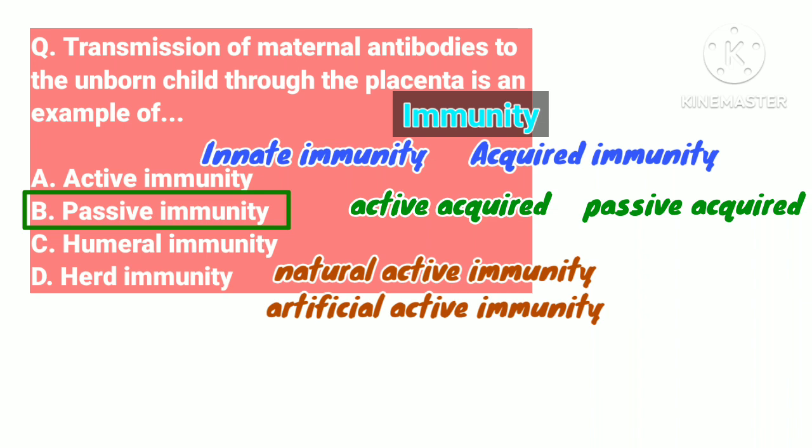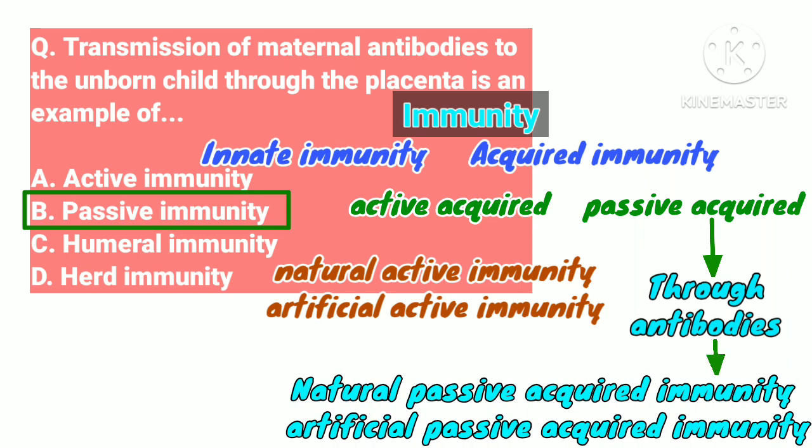But passive acquired immunity means immunity achieved directly through antibodies. It is also divided into natural and artificial. In passively acquired immunity, the child receives antibodies through the placenta and breast milk. Through the placenta, the child receives IgG antibodies, and through breast milk, IgA antibodies are received by the child. So among the mentioned options, option B, passive immunity, is the correct answer.